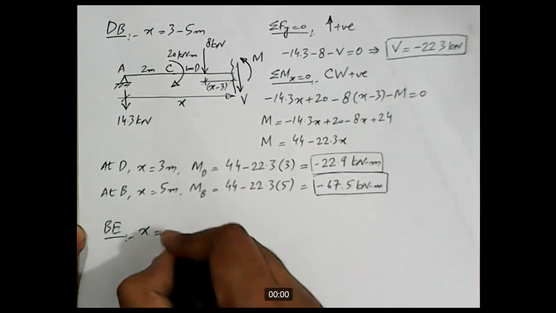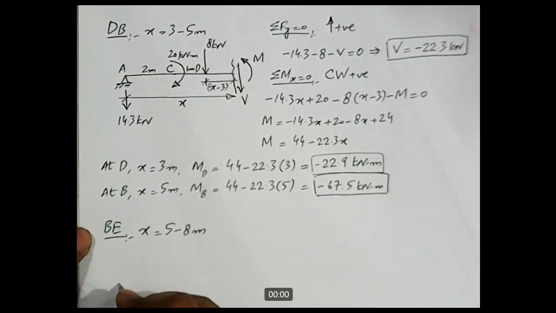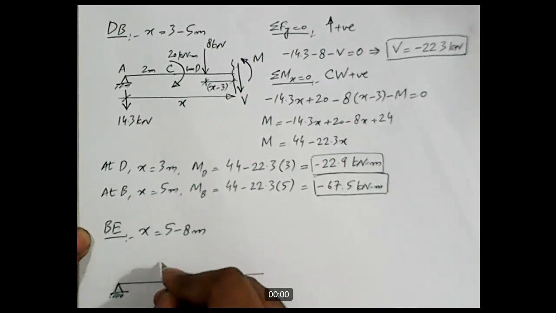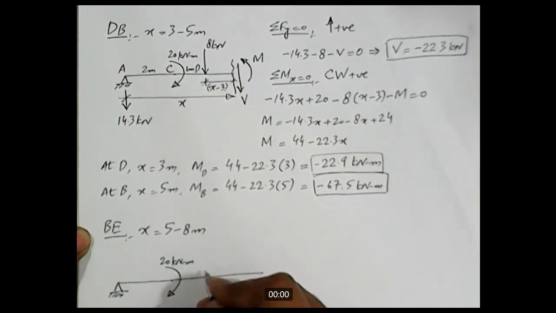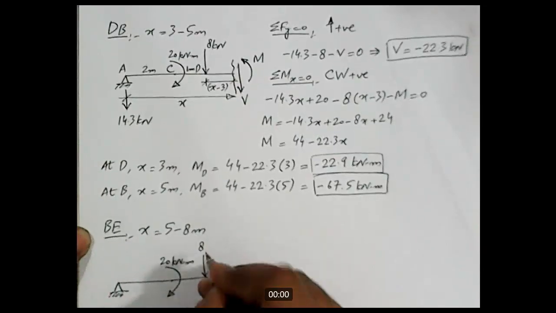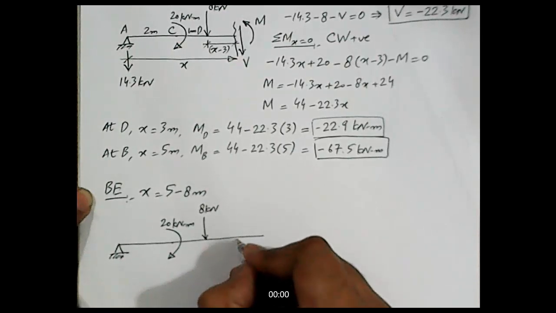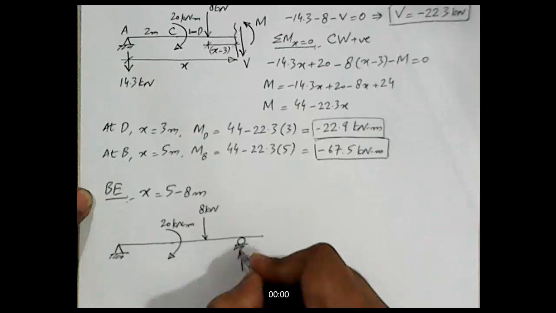X ranges from 5 to 8 meters. Let's draw the free body diagram. We have a hinge support, point moment 20 kilonewton meter, and then we have a point load, magnitude is 8 kilonewton, and then we have a roller support here, and under the roller support we have a reaction.